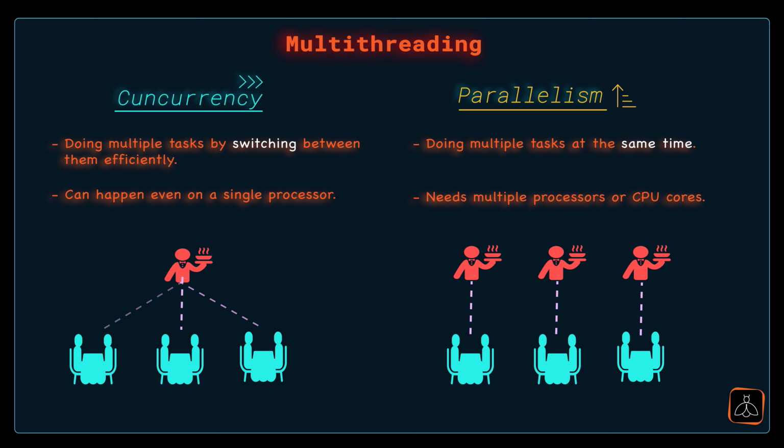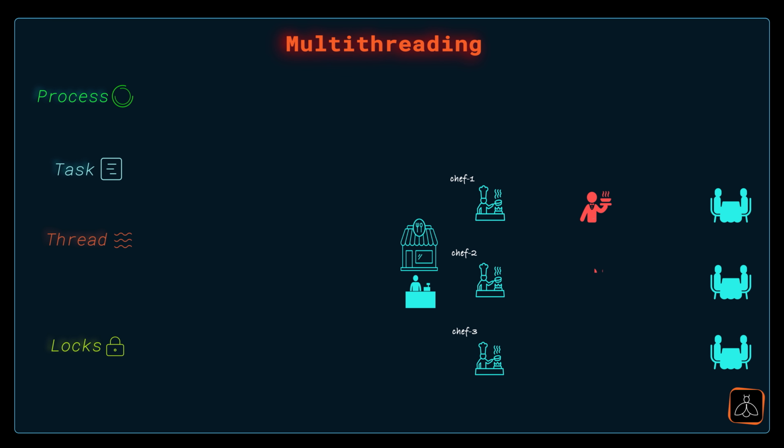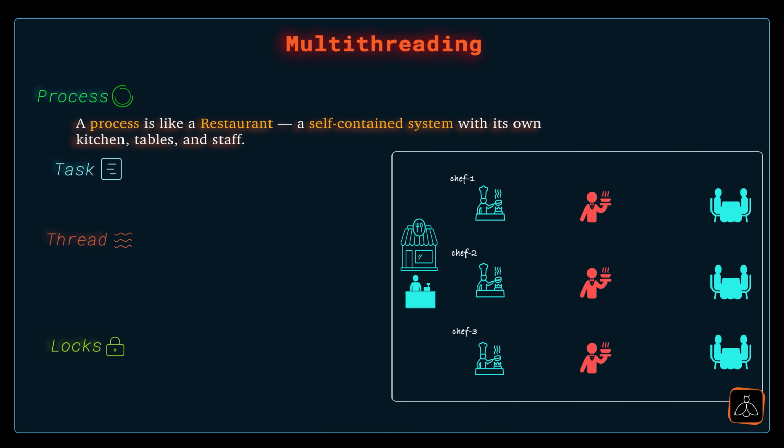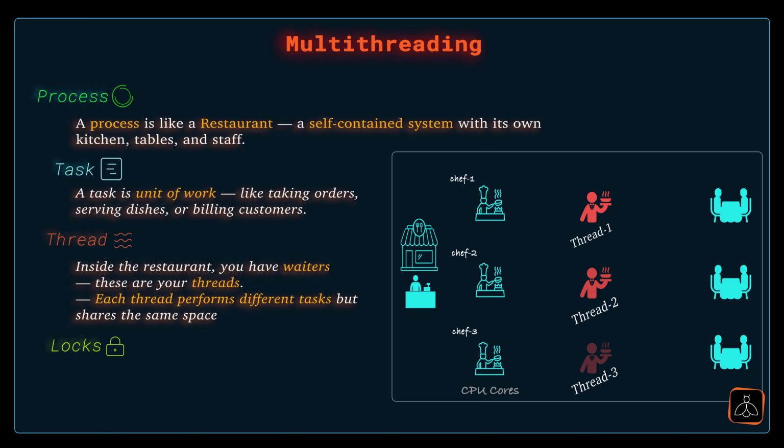Now let's quickly explore the remaining terms, that is process, task, thread and locks. To understand these terms quickly, again I am taking the same restaurant example. A process is like a restaurant, that is, all the activities going on inside a restaurant can be taken as one process. Coming to the task, it is a unit of work like taking orders, serving dishes or billing the customers. Coming to threads, inside the restaurant you have waiters, right? These are your threads. Each thread performs different tasks but shares the same space and resources.